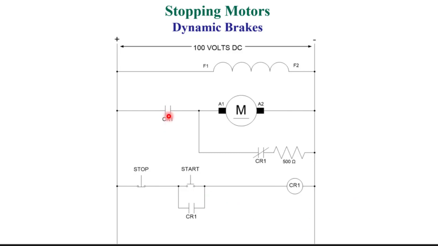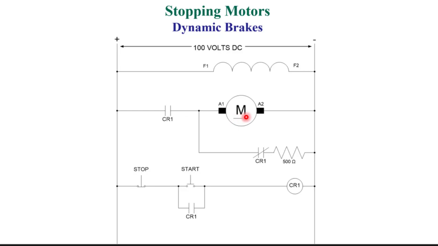CR1 initially is not picked up, because it's not picked up here. This is closed. As soon as I hit the start button, CR1 picks up. This closes and this opens up. Current flows this way and it can't flow this way, so full current is being delivered to the motor. Now when I hit stop, here's what happens. This drops out. This opens up, so no power is being delivered to the motor.